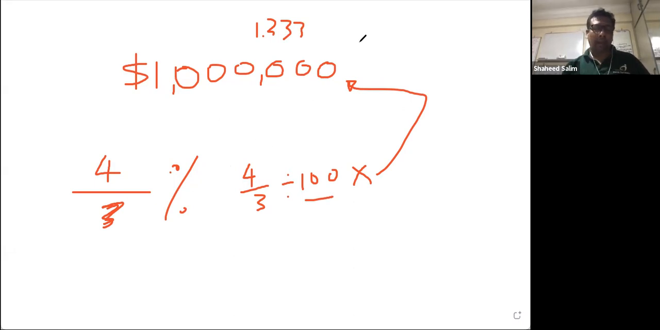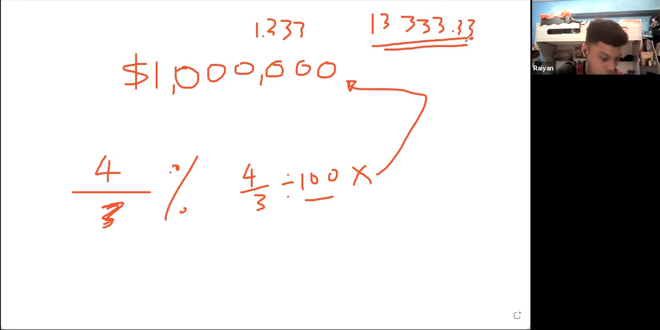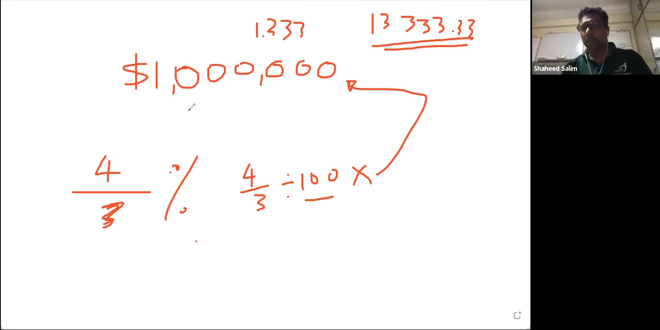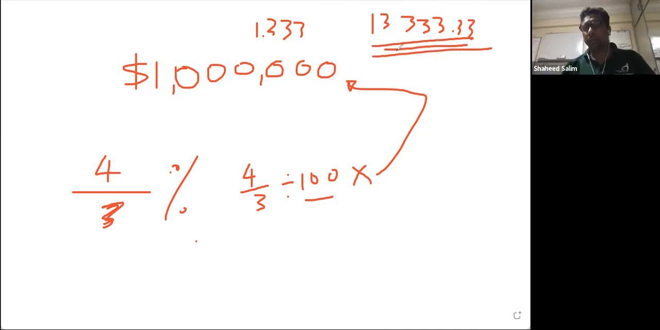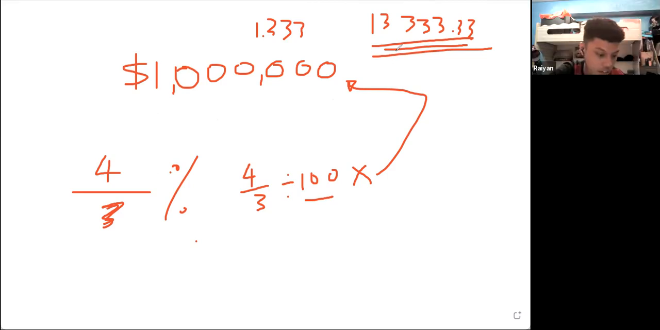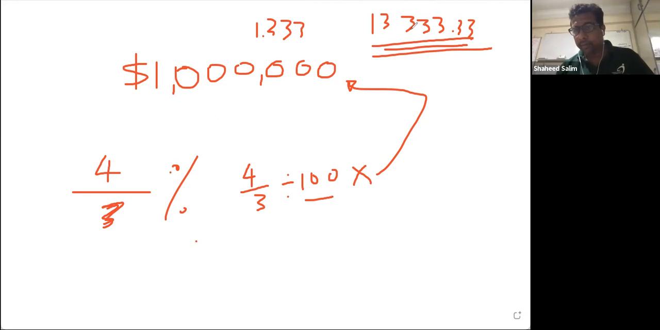Do you get 13,333.333? Or yours uses power, I think. Do you get something like that? No, you show me. Is it take 4 over 3 divided by 100, times 1 million? Do you get this? Yeah, you get 13,333, right? Okay. So now this is your commission, about 13,333.